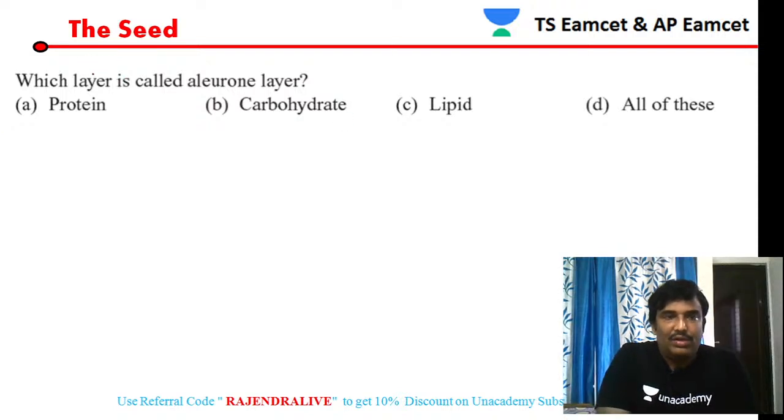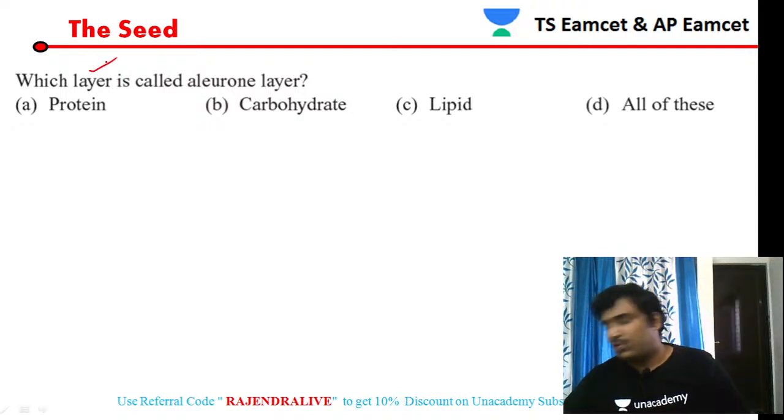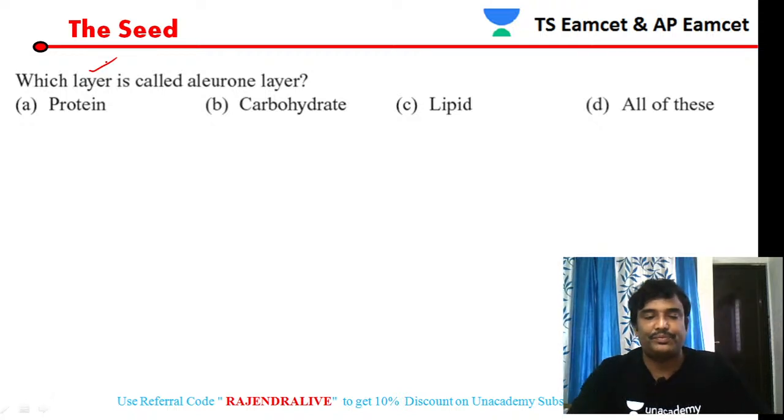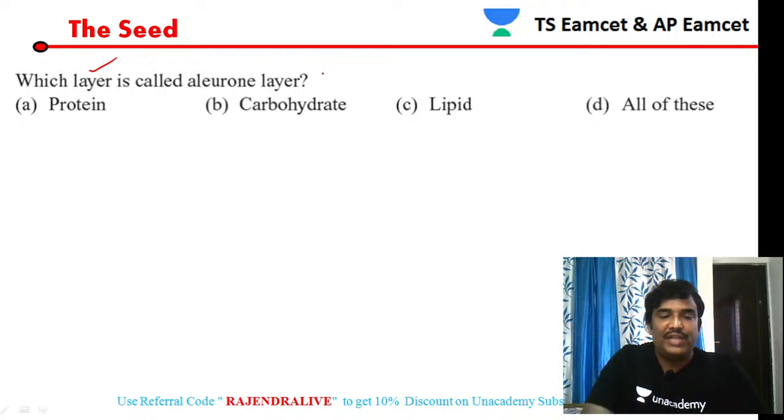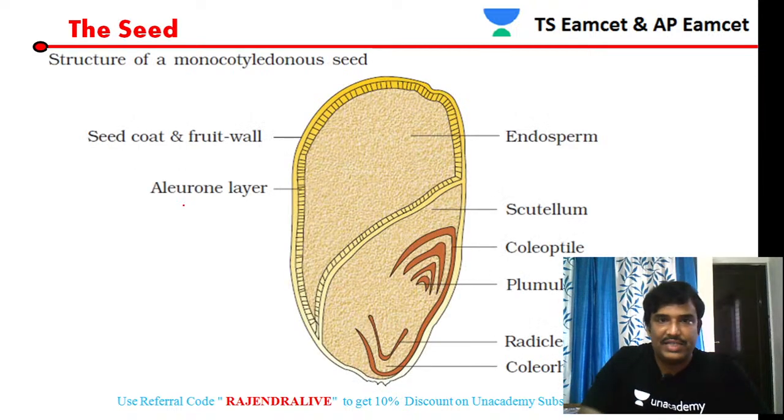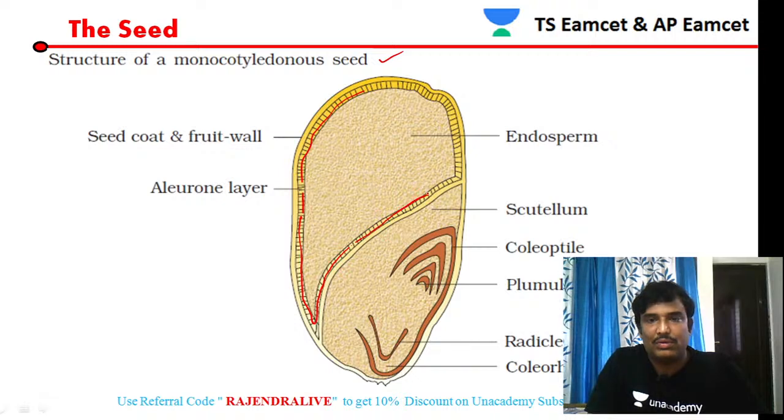Next question. Which layer is known as aleurone layer? Let us see the next question. If you want to see where the aleurone layer is, you can check this diagram. In monocotyledon seed, we find the aleurone layer. There is a line here, you can see this one. This whole part is called the aleurone layer.